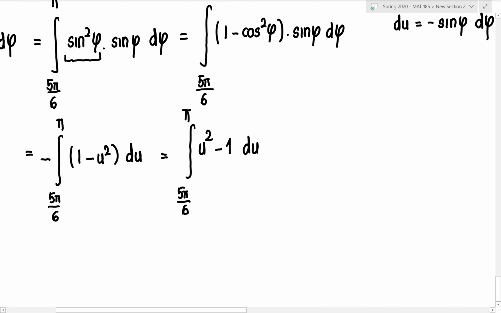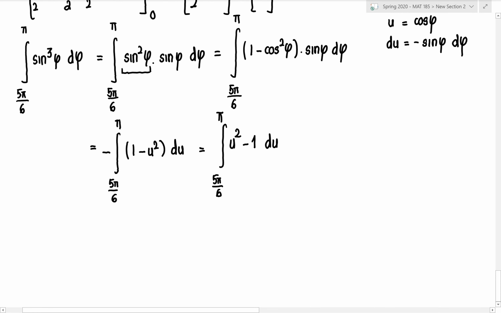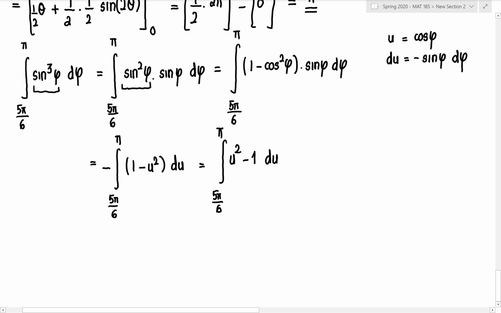All right, so again, let me pause here before we proceed. Whenever we have an odd power of sine or cosine, whichever one has the odd power, we're going to save one copy of it. In this case it was sine, so I'm going to save a copy of sine here. Then I'm going to have an even power of sine here. And for even powers, there's a nice relation between sine and cosine. That is, sine squared of phi is 1 minus cosine squared of phi.